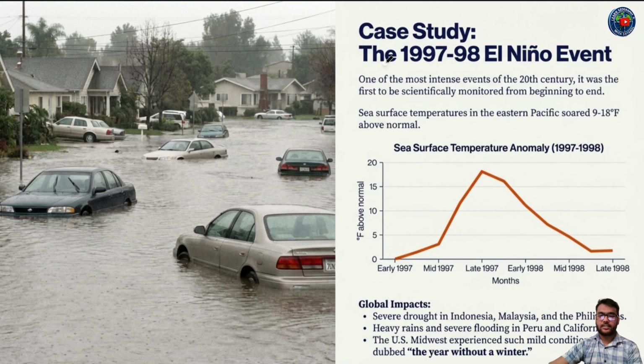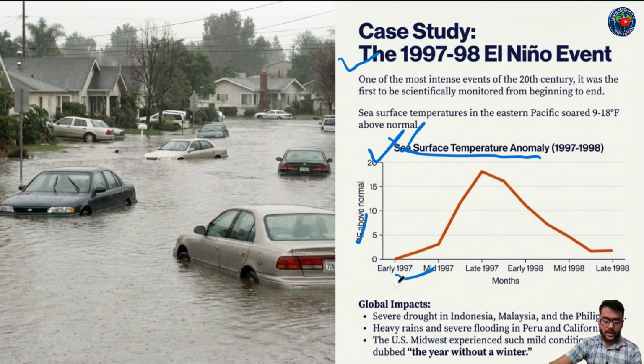There is a case study of the El Nino event during 1997 to 1998. It was one of the most intense events of the 20th century, and the first to be scientifically monitored from beginning to end. Sea surface temperature in the eastern Pacific showed 9 to 18 degrees Fahrenheit above normal. This is the graph: the year and months, and the temperature in Fahrenheit, showing the sea surface temperature anomaly during 1997 to 1998.